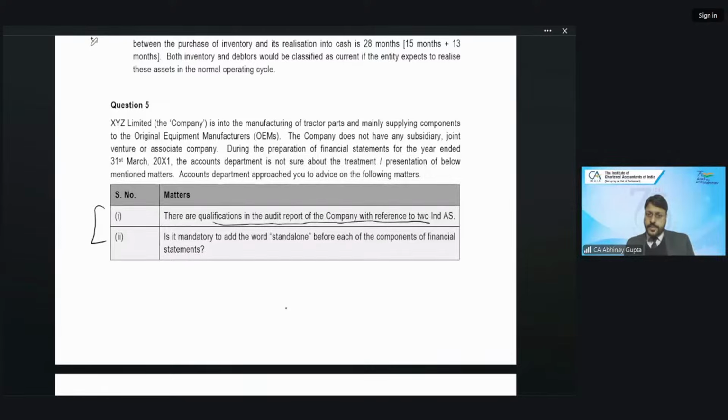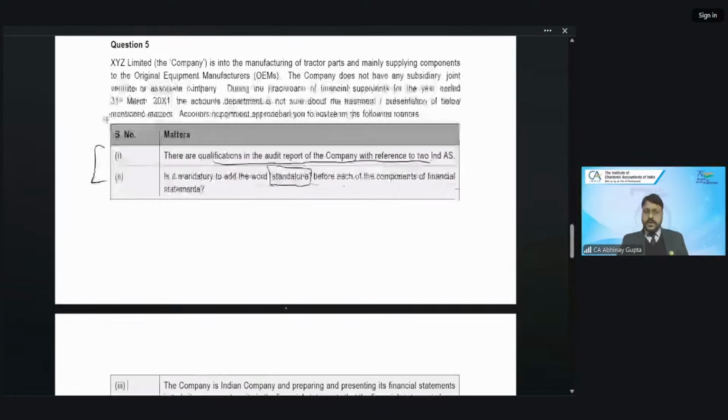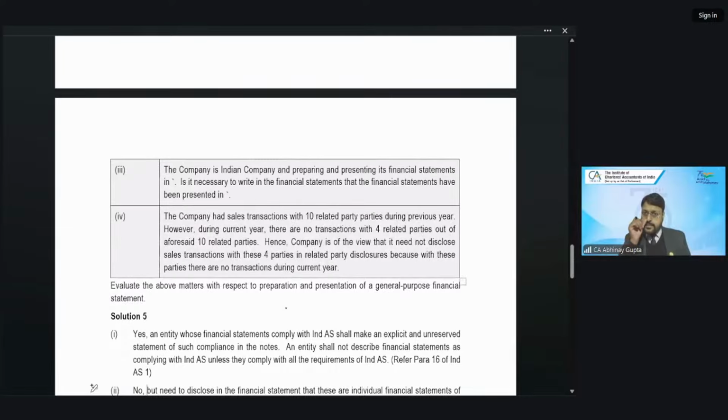And then, because the company is preparing standalone financials, the accountant wants to know whether the word standalone is mandatory to write at the top of the financial statements. That is standalone balance sheet, standalone statement of profit and loss, standalone statement of changes in equity, standalone statement of cash flows. So is the word standalone mandatory to write, or can we simply avoid it? Then the third matter: the company is an Indian company and prepares and presents its financial statements in INR. Is it necessary to write in the financial statements that they are presented in a particular currency, say INR? Is mentioning the name of the presentation currency mandatory or not?